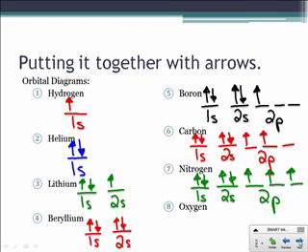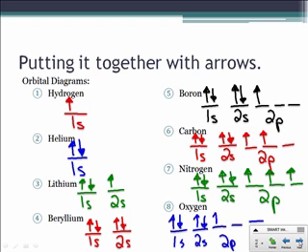I'd encourage you to pause this podcast right now and try oxygen and see what you end up with. See if you can predict based on the pattern. Welcome back. Hopefully you tried it. So here we go, 1s with 2 arrows, 2s with 2 arrows, and then 2p, 1, 2, 3, 4. And there are our 8 electrons in the oxygen atom. So that's how we do this with orbital diagrams.